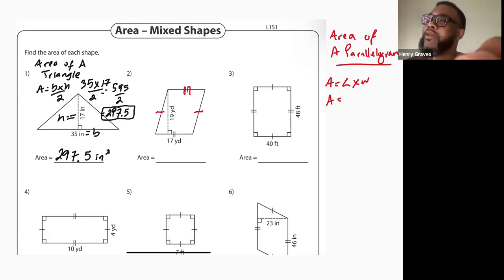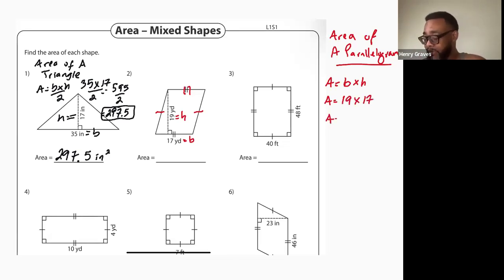But it's obviously not going to be divided by 2. It's just the base times height. So this is going to be my base. This is going to be my height. So I'm going to end up doing 19 times 17. And that gives me my answer. So I get my big old scientific calculator, and 19 times 17 is 323.